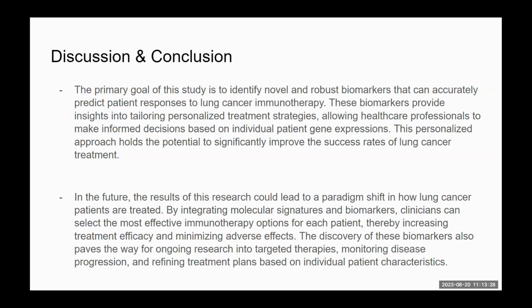This could significantly improve the success rates of how lung cancer patients are treated. By integrating molecular signatures and biomarkers, clinicians can select the most effective immunotherapy options for each patient, thereby increasing treatment efficacy and minimizing adverse effects. The discovery of these biomarkers also paves the way for ongoing research into targeted therapies, monitoring disease progression, and refining treatment plans based on individual patient characteristics.